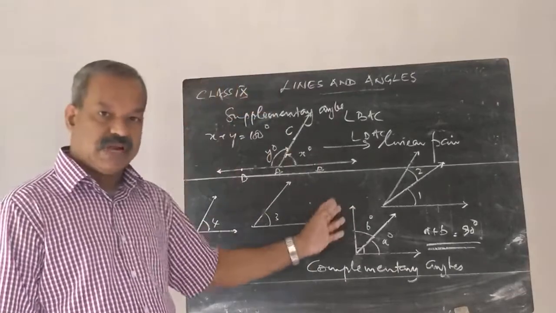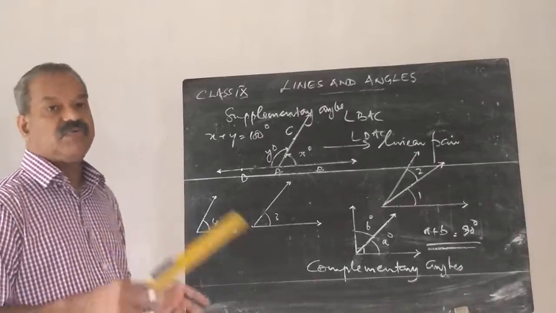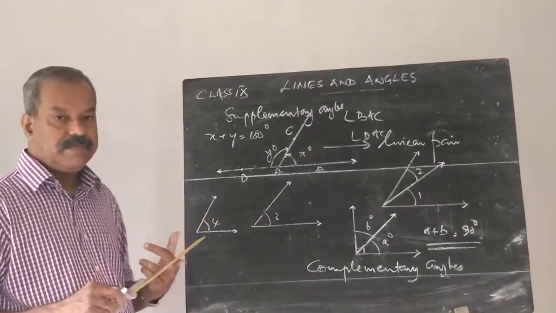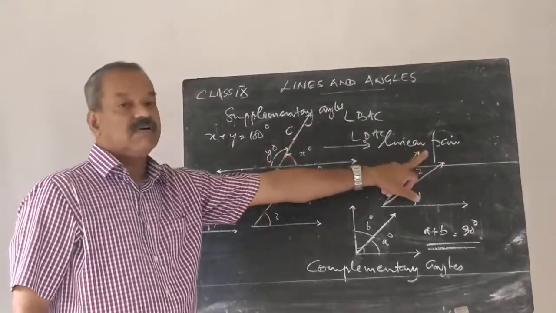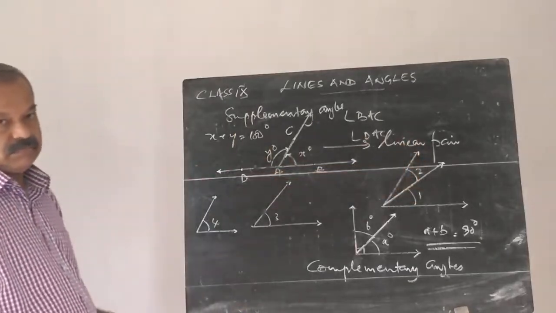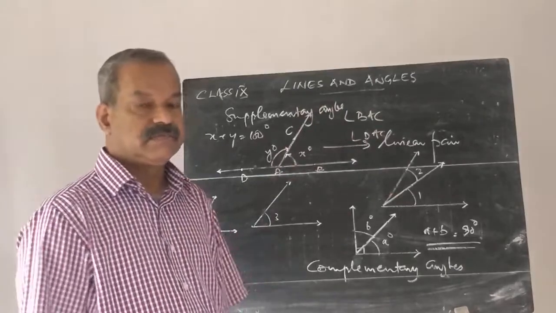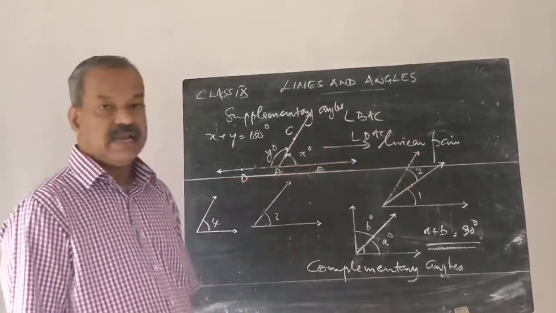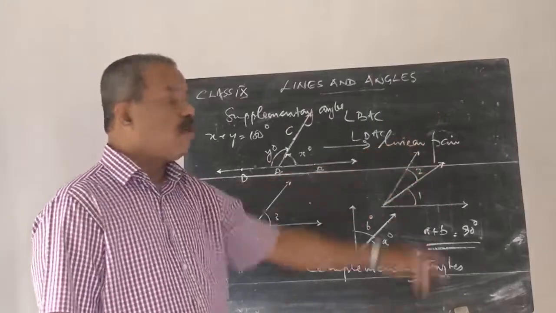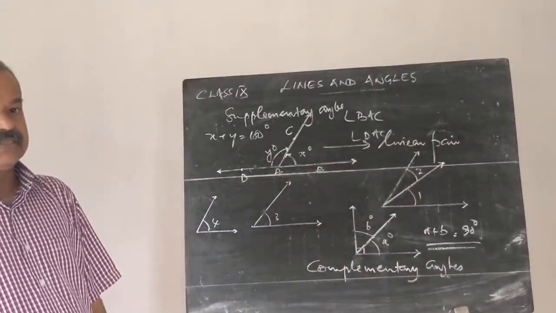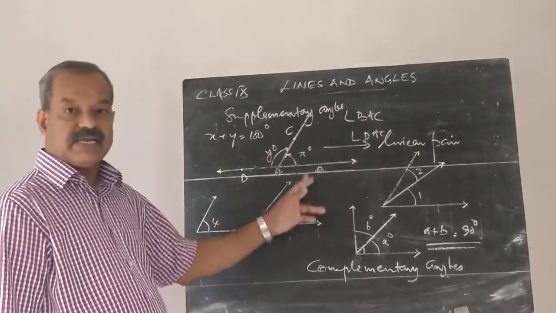If the sum of two angles, whether they are adjacent angles or not, is 180, then they are called supplementary angles. If they are adjacent, then they make a linear pair. What is the difference between a linear pair and merely supplementary angles? A linear pair is always formed by adjacent angles. But supplementary angles mean the sum of two angles is 180, whether they are adjacent or not.